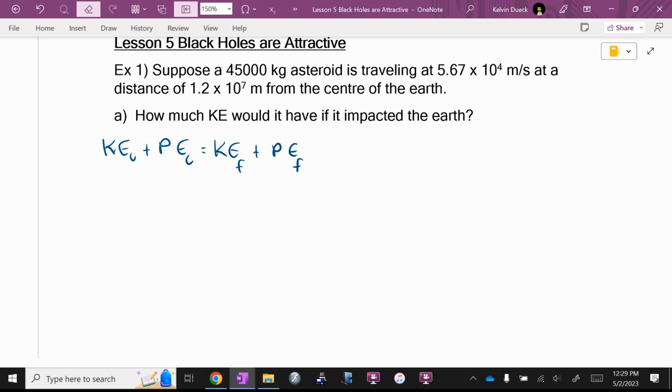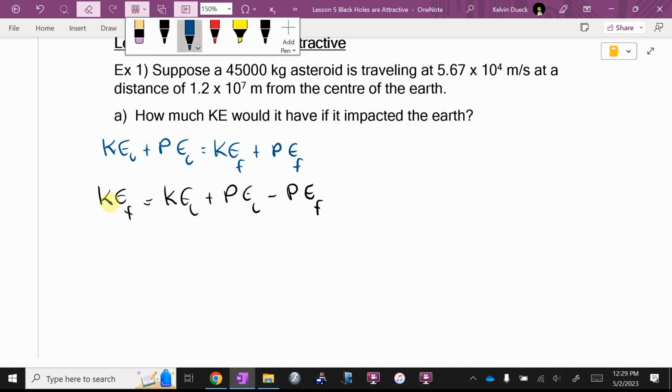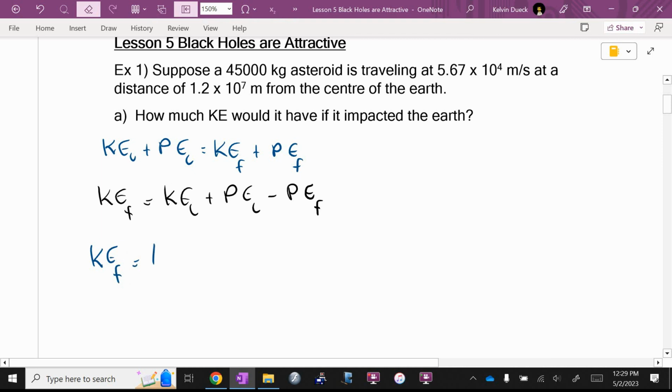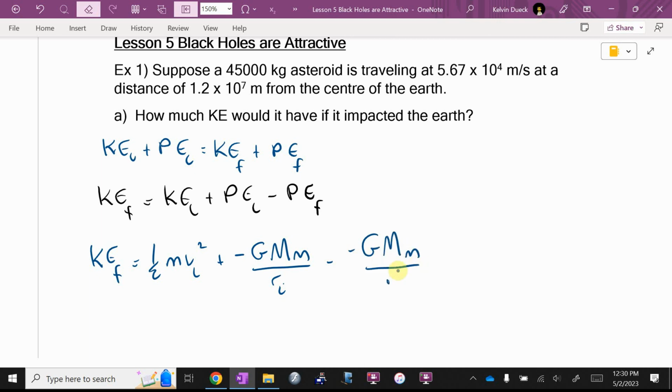Okay, well then, what are you asking me to find, Dean? Let's get the KE by itself at least. KE final, I think. So I guess KE final is going to be KE initial plus PE initial minus PE final. I think we would subtract that over. Yes? Okay, let's start crunching. KE final is going to be a half little m v i squared plus negative big G big M little m over R i minus negative big G big M little m over R final. I think that's right.